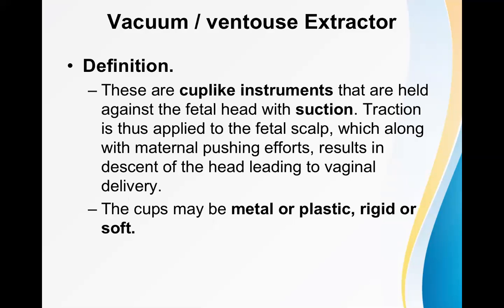So what is the meaning? You apply the cup of the vacuum on the presenting part and you give constant traction. Along with that, the mother should push. There should be a pushing effort from the mother's side and the baby will come out. The cup of the vacuum may be metal, may be plastic, it may be rigid, or may be softer. There are different types of vacuum available.